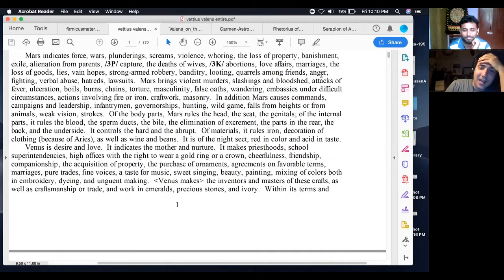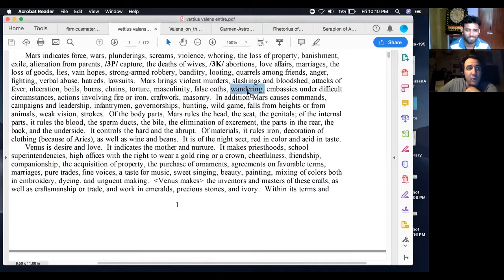Violent murders, slashings, and bloodshed, fevers, ulcers, false oaths. Mars is really, in some ways, even more than Saturn, associated with lying. In the Hellenistic tradition, Saturn will conceal things. It seems like Saturn will hide things and have secrets, but Mars will deliberately lie to get what it wants and to mess things up. That's what they're saying, I think. It's pretty funny.